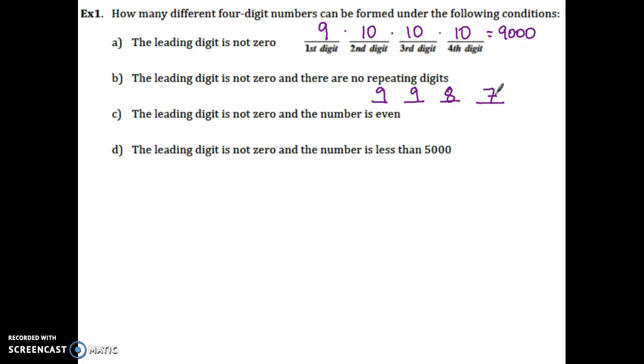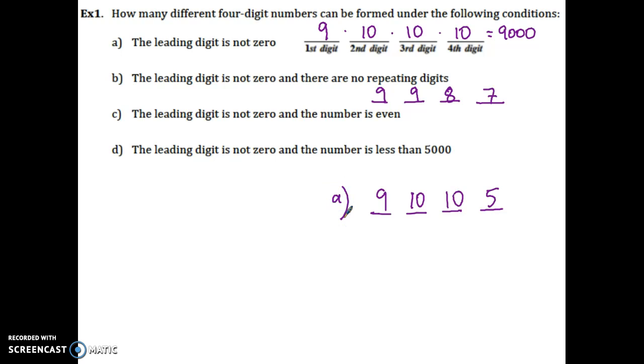If the leading digit is not 0 and the number is even, well, let's first of all deal with that constraint of even. There are 5 even numbers, so we've got to finish with an even. The leading digit cannot be 0, so we've got 9 options here. We are allowed to have repeating digits. It doesn't say that we can't, so here's our option. That's for part C. We'll just go ahead and multiply those numbers together.